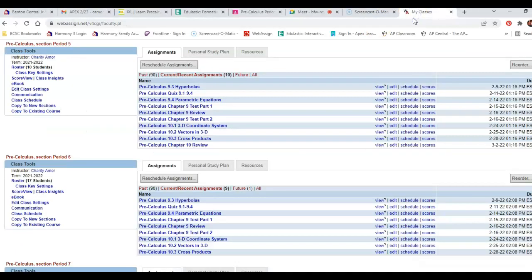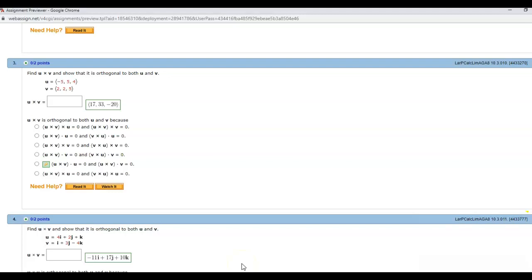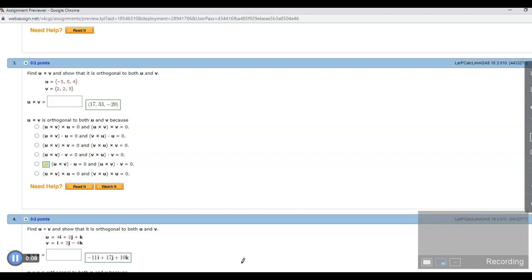Alright, back to our question. I'm going to do Hillary's numbers for number 3. My numbers are different, but I want you to make note of how the answer is typed in. Do you see how this one has brackets?